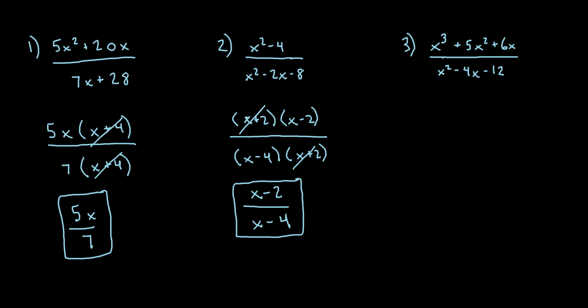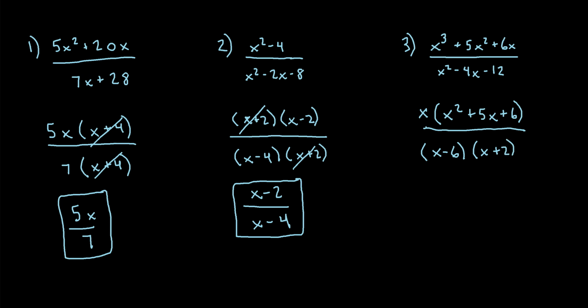Now let's take a look at the last one. x cubed plus 5x squared plus 6x over x squared minus 4x minus 12. Well, in the numerator, we see that each term has an x, so we can go ahead and pull out that x. That leaves us with x squared plus 5x plus 6. And in the denominator, we want to think what numbers can multiply to negative 12 and add to negative 4. So let's see, that would be x minus 6 and x plus 2.